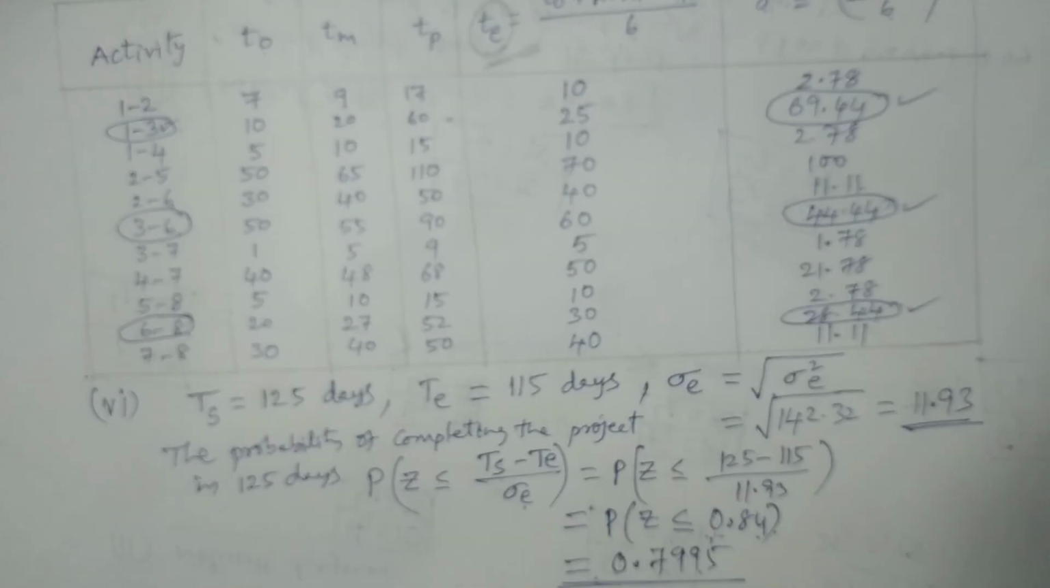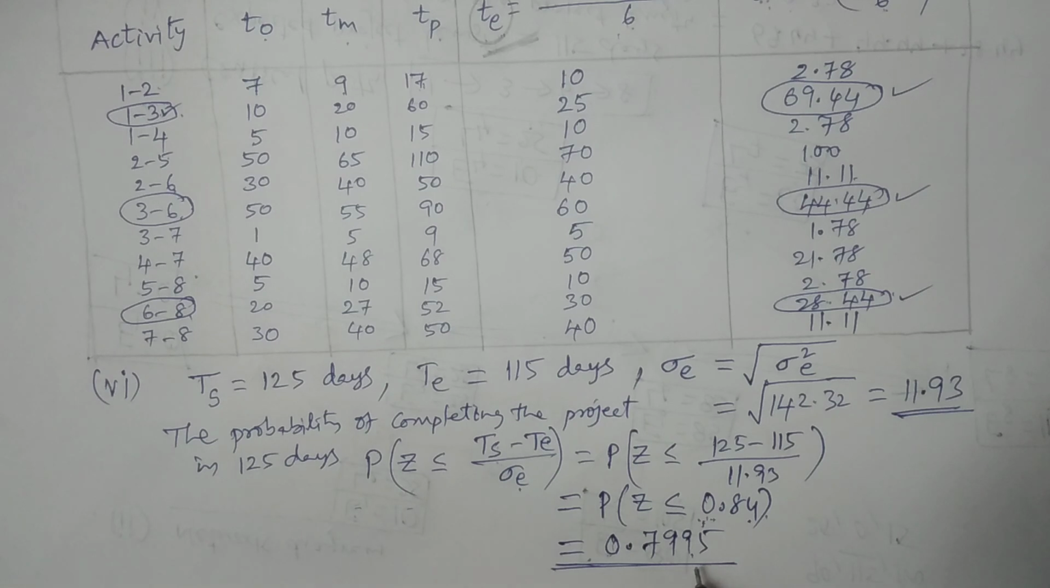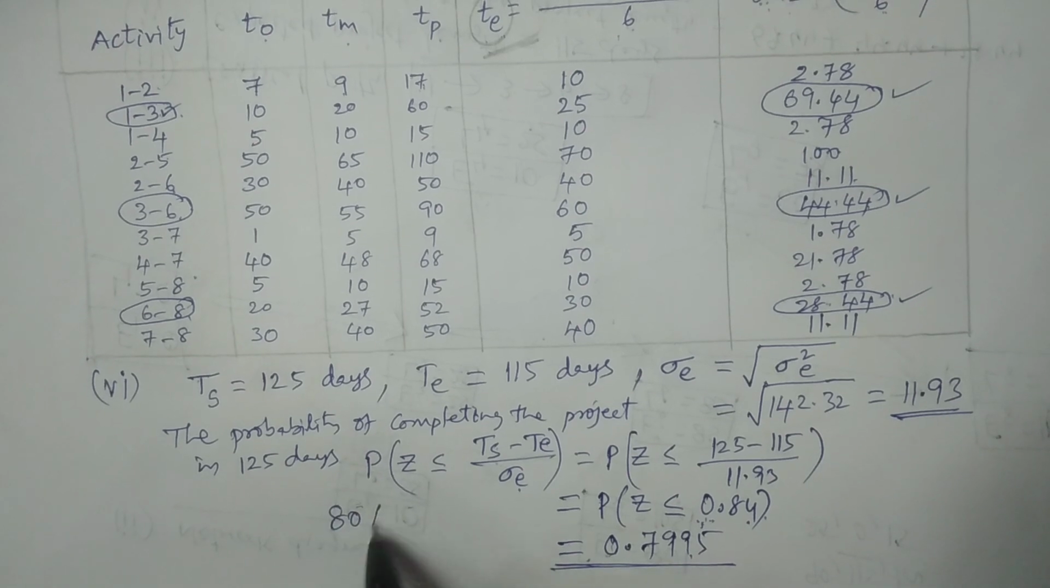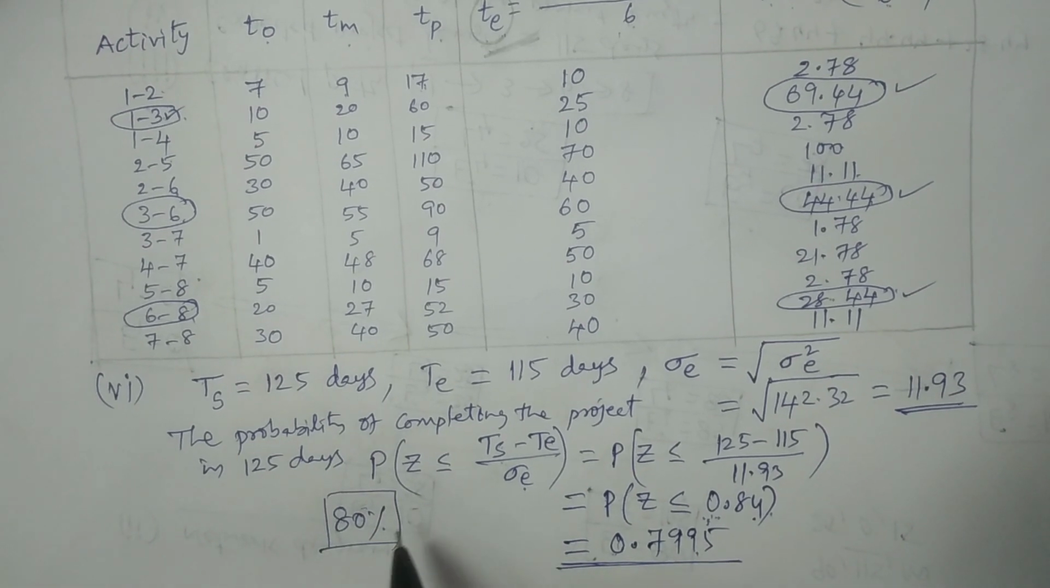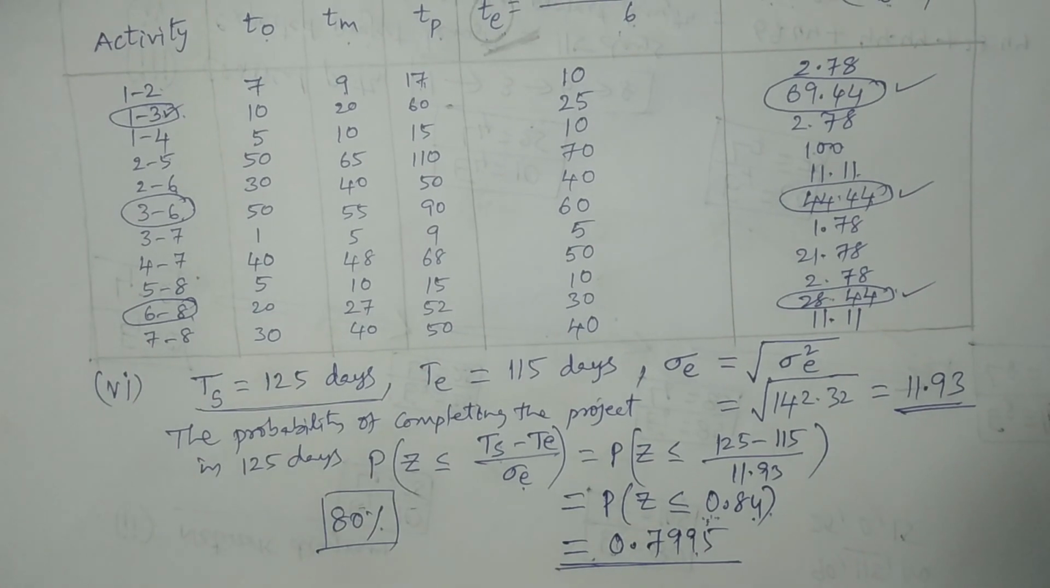The probability of completing the project in 125 days is 79.9%, approximately equal to 80%. There is an 80% chance of completing the project in the scheduled time of 125 days. This is the answer for this question. Hope you understand. This is taken from the standard normal tables. This is the problem in PERT. Thank you very much.